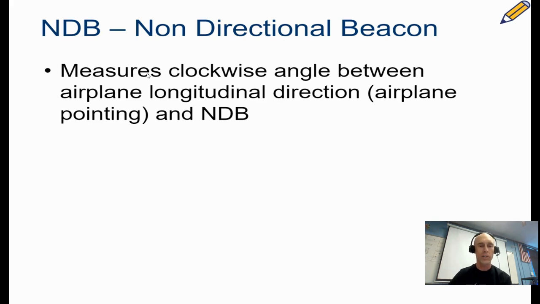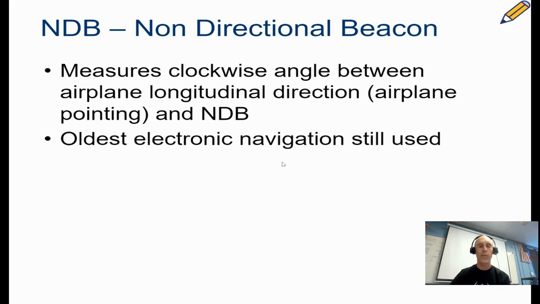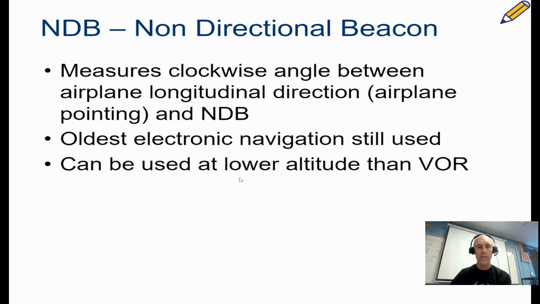So let's get to non-directional beacon. A non-directional beacon just measures the clockwise angle between the airplane longitudinal direction and the NDB. It's one of the oldest electronic navigations used. It can be used at a lower altitude than VOR. That is one of the downsides to VOR.